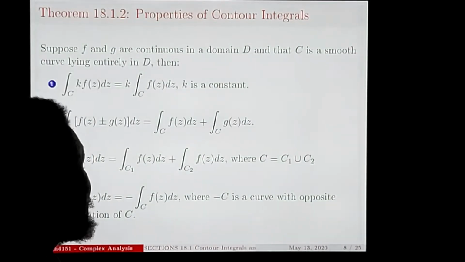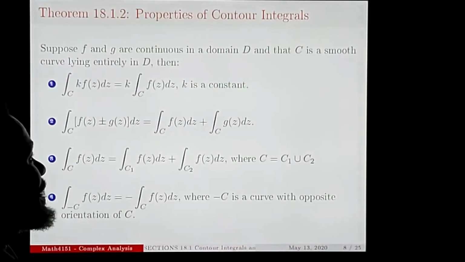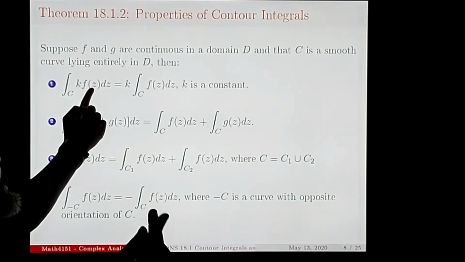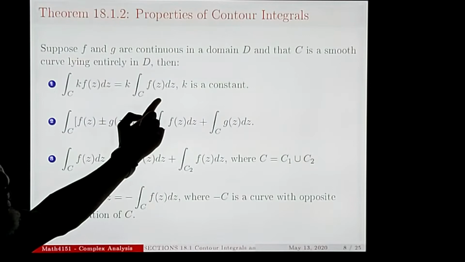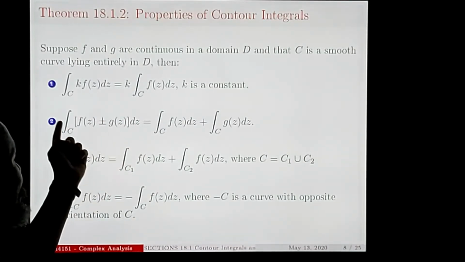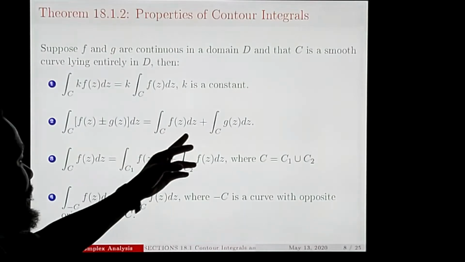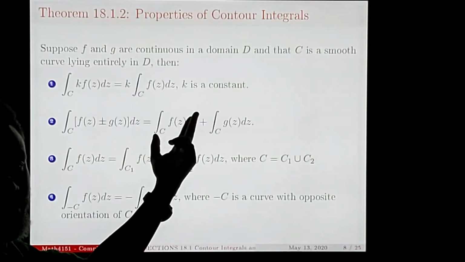Next is the theorem on properties of the contour integral. This is something you already know, because these properties are the same as for real valued functions. If you're integrating a function multiplied by a constant, you can pull out the constant, then integrate. If you're adding or subtracting functions and integrating, you can integrate separately. Okay?